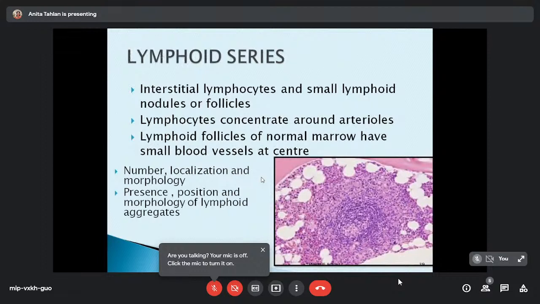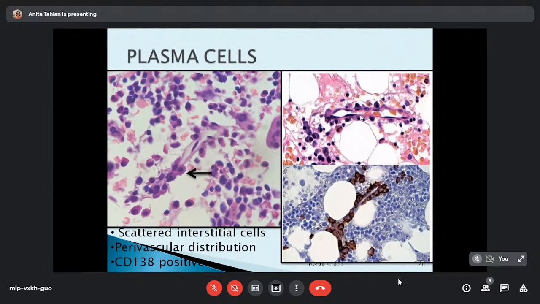Lymphoid cells are not so many in the marrow, and they are usually scant. However, sometimes they can form aggregates, and reactive lymphoid aggregates almost never have a paratrabecular location. If you find a lymphoid aggregate in the paratrabecular location, it is suspicious; reactive ones can be found in the perivascular region. Plasma cells are located in the perivascular region. CD138 positivity can highlight these cells.